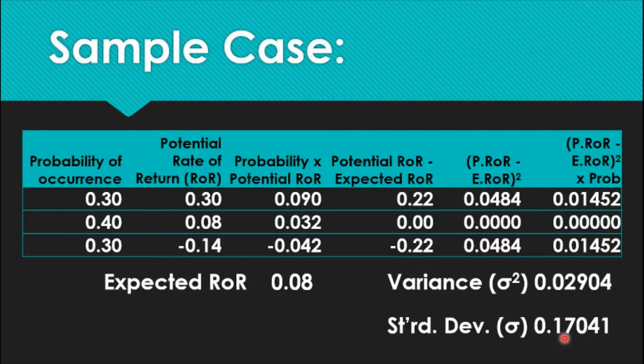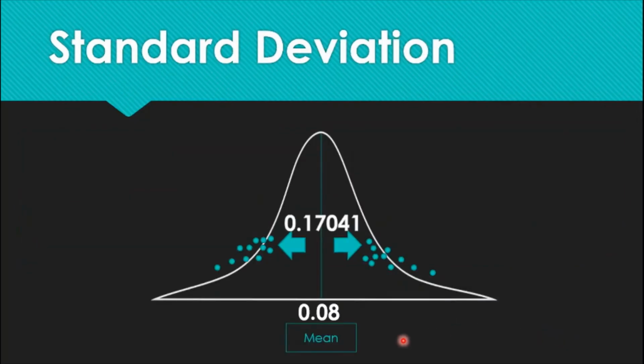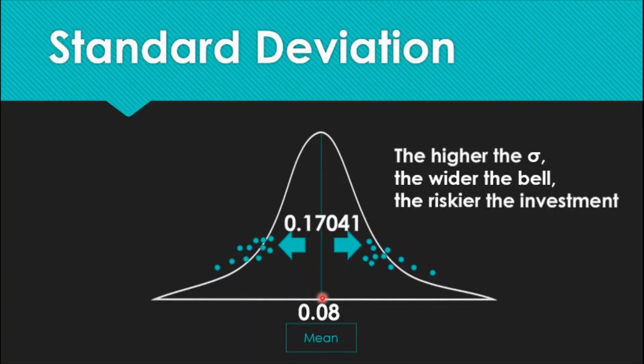0.17041. So if we're going to look at the following probability distribution, the mean is at 0.08. So the expectation is an 8% rate of return. However, how likely it is to scatter or to deviate from expectation, we have 0.17041. This is the measure of spread of actual results relative to the expected. So the higher the standard deviation, the wider the bell. That's obvious. And the wider the bell, the riskier the investment.